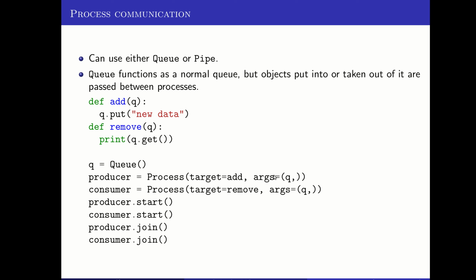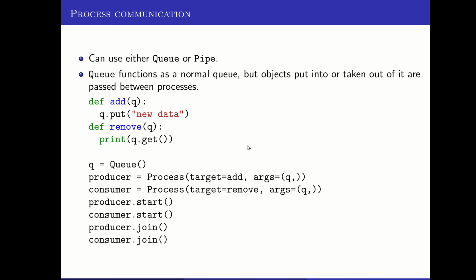And the arguments passed to them are the queue. So remember, I said that the processes will have access to their own arguments, and then anything that's created inside of their own process. Well, here they both have access to the queue as an object. And this is a particular kind of queue that can be handled across processes and used to communicate between processes.